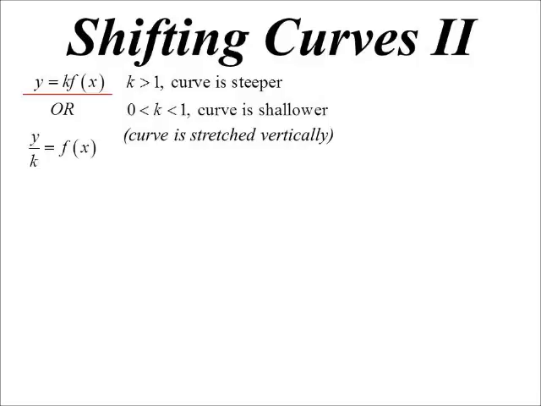Say the constant was 5. So instead of a y value of 2, it's now 10. Instead of a y value of 3, it's now 15. And so on. So it gets a steeper curve.